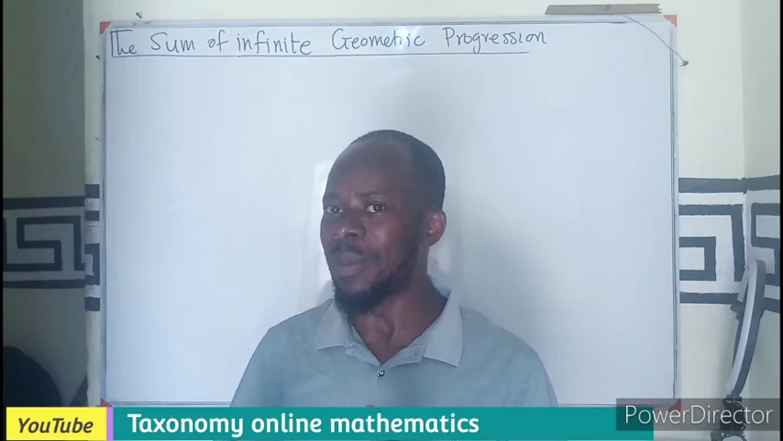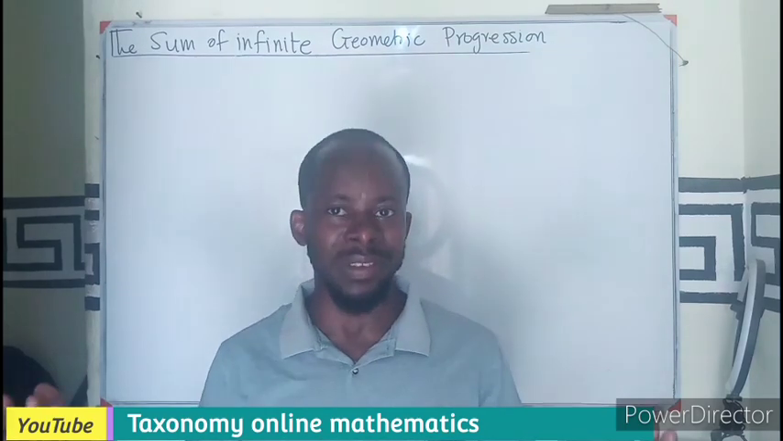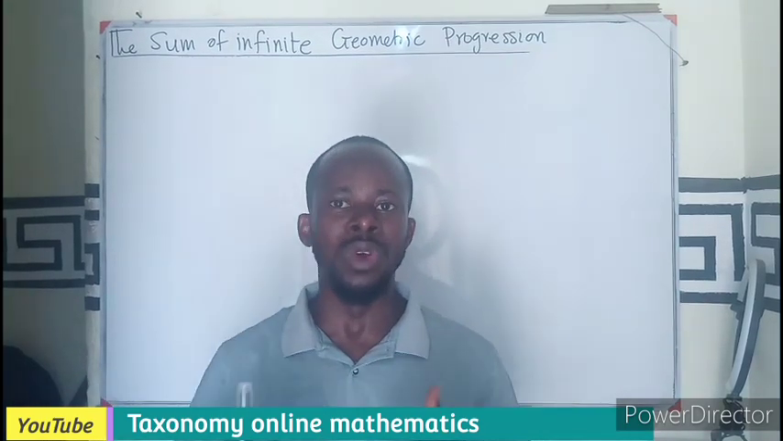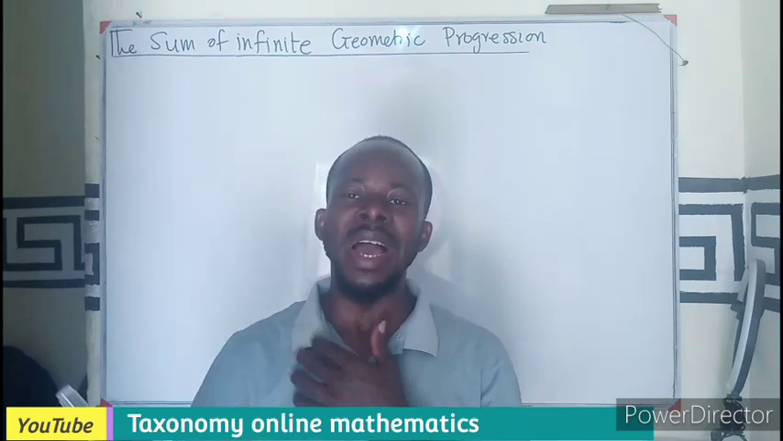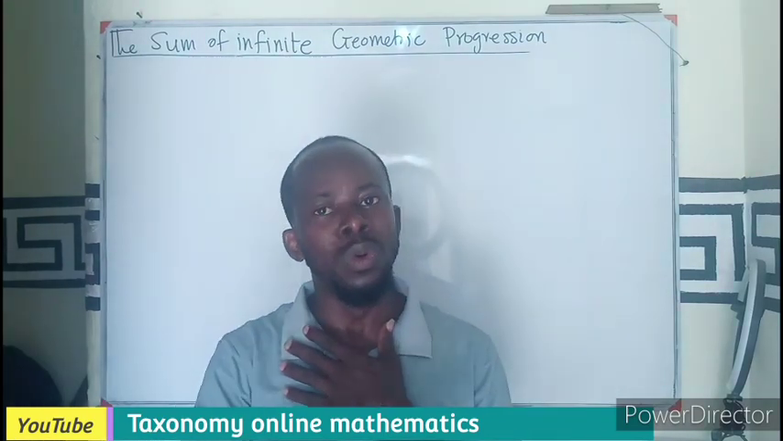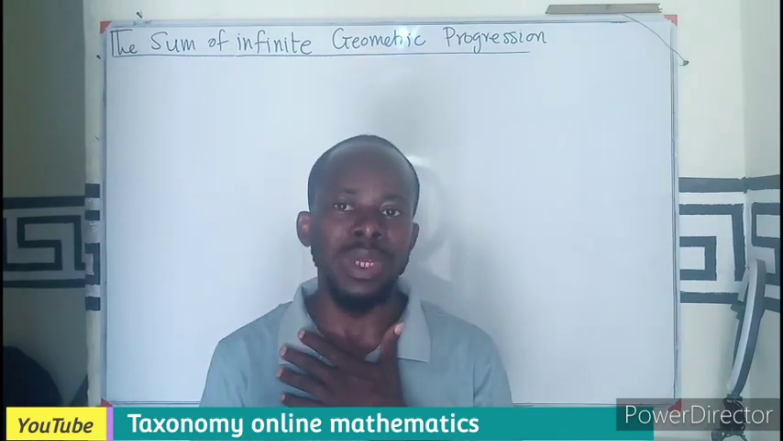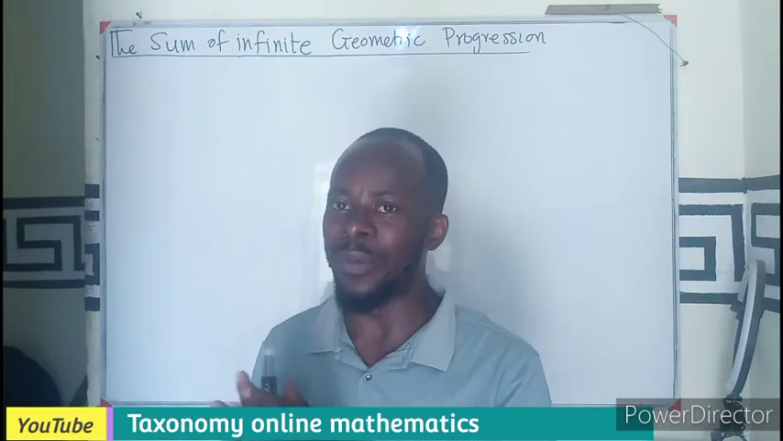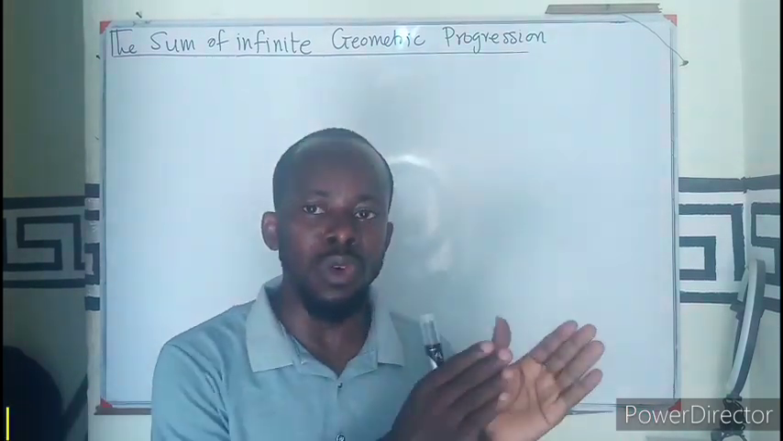There are instances whereby the series is endless, that is, it is moving into infinity. How do we find the sum, because the last element will not be known in order to use in calculation? So that is where the formula we are going to deal with comes into play.